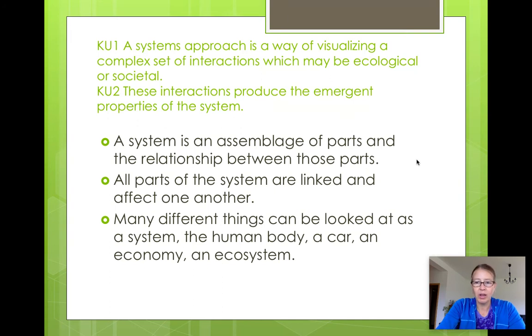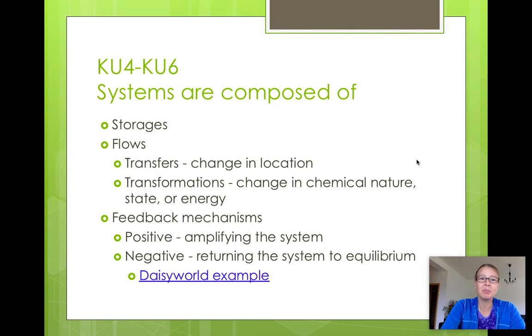We can look at a number of different things as a system, whether it's the human body, where we look at all those human body systems, a car, a bicycle, the economy. We apply systems thinking to economics, societies, and of course, ecosystems is a very common one. There are some key things that all systems are composed of. All systems have storages and flows. They also have transfers. The flows can be transfers and transformations. We're going to look at those a little more closely with examples.